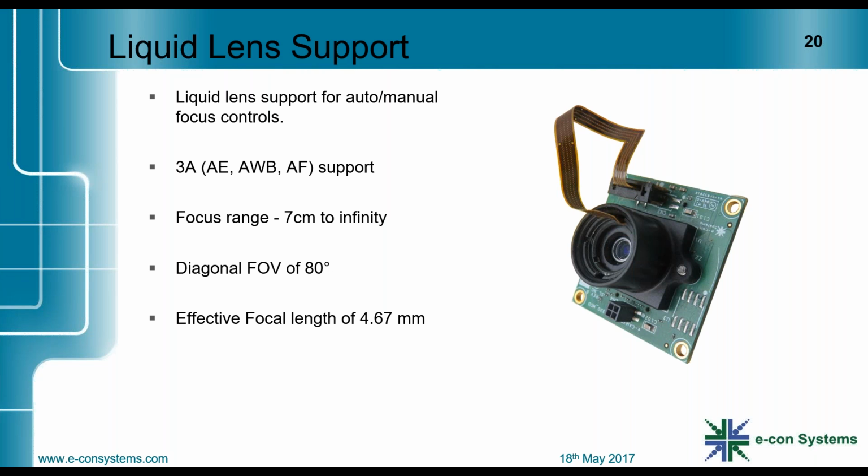One of the customization options that we provide for this camera is the liquid lens support. This liquid lens can be used to support auto or manual focus feature in the camera. The ECAM 130 CU TX1 has support for auto white balance and auto exposure by default. So with the addition of this lens, the complete 3A features can be supported. The diagonal field of view of this lens is 80 degree and the back focal length is 4.67 mm.